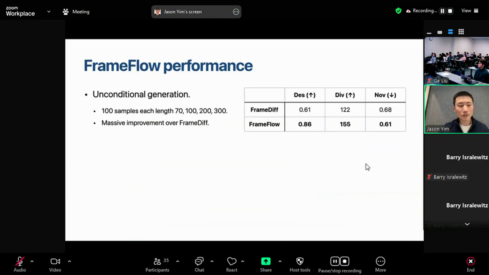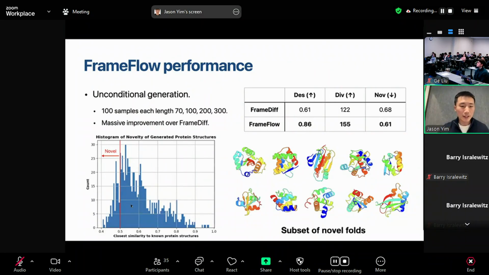And then for unconditional generation, here we sampled 100 lengths from 70, 100, 200, 300. And these are the three metrics that I previously described. You can see that FrameDiff gets much lower performance than FrameFlow. So this flow matching switch plus some architecture changes led to way better improvements across all three metrics. And we also end up with very novel structures that look very cool.